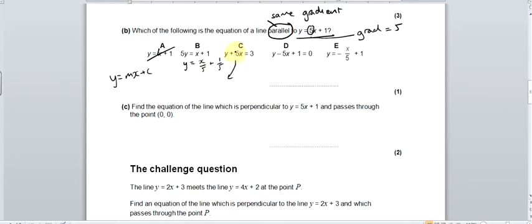This one, well, the 5x is on the wrong side of the equal sign, so I'd subtract it. So I'd have y is equal to minus 5x plus 3. Not that one. Okay, how about this one? We'd add the 5x over, so we'd have 5x minus 1, so it's this one here. So it's D.